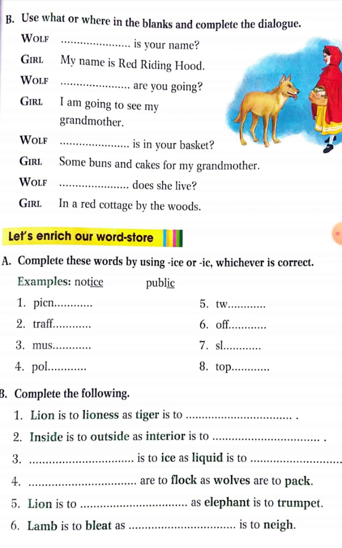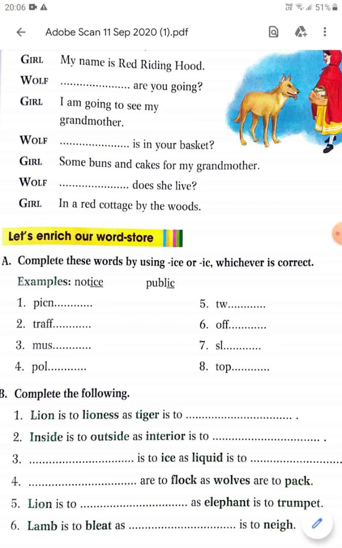Wolf. There's a girl called Red Riding Hood, and she was going to her grandmother's house. Her mother has sent her to grandmother's house. She had to cross a forest part in the middle while going. So in the forest, she comes across a wolf.